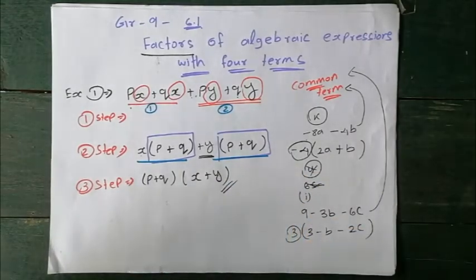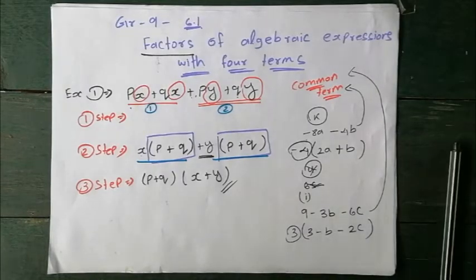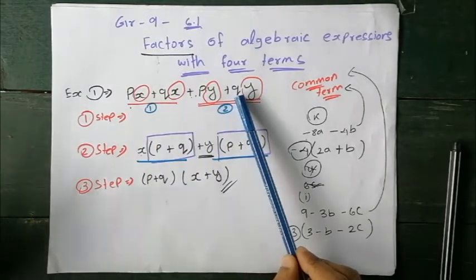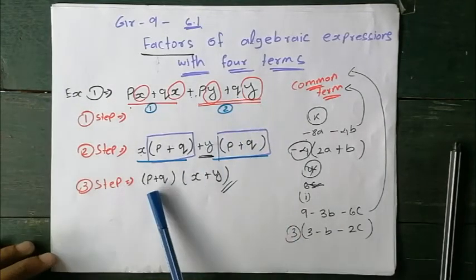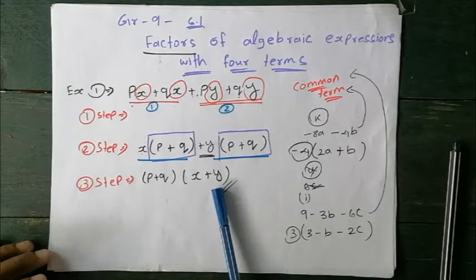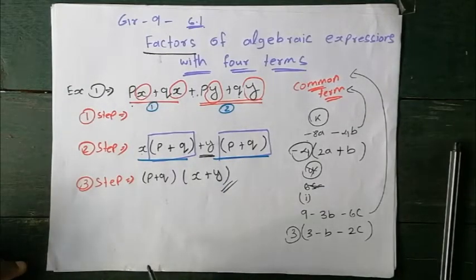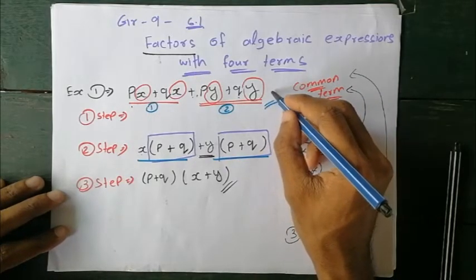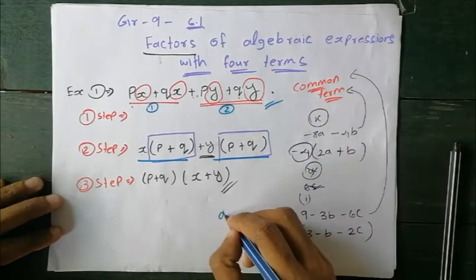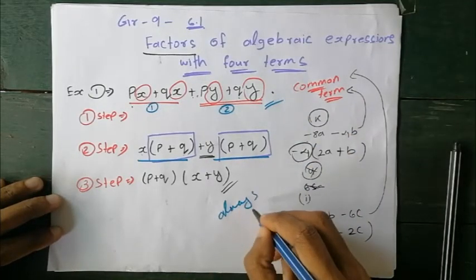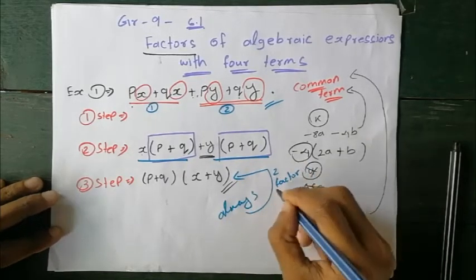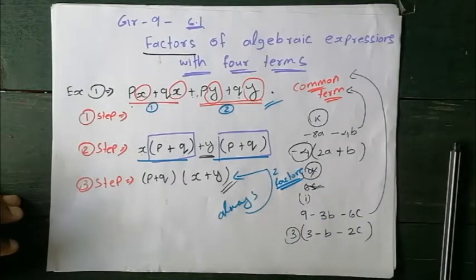We take out the factors. So the answer, the factors of the 4 terms px, qx, py, qy, we have 2 factors. What are the factors? P plus q and x plus y. So remember that if you find factors for algebraic expressions with 4 terms, always you get 2 factors.